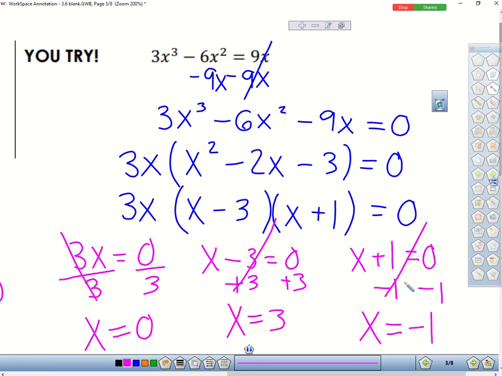So any questions on that? Those are our 3 zeros. And to clarify, if you plug any of these back into your equation, you're going to get a true statement. This is going to equal 0. So that's what the zeros are. They give you where y is equal to 0. So that's that. Any questions? All right.